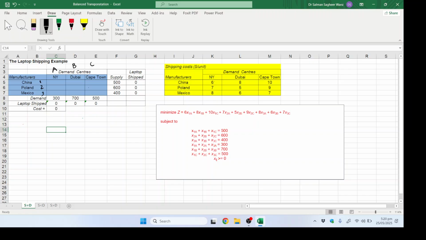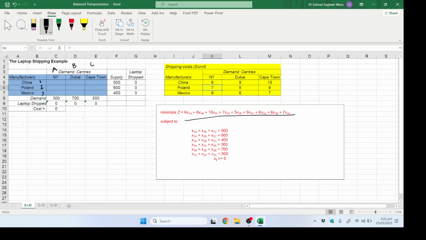Now we want to find the minimum cost of shipping laptops from these manufacturing sites to the three demand centers. Now let's start. So the first thing is writing the objective function, because the objective function is 6x1a plus 8x1b plus 10x1c and so on.